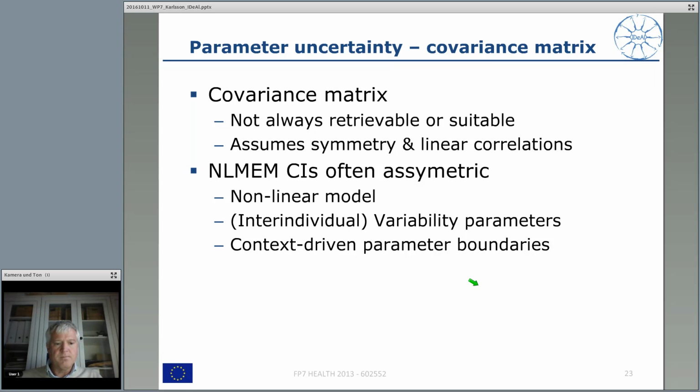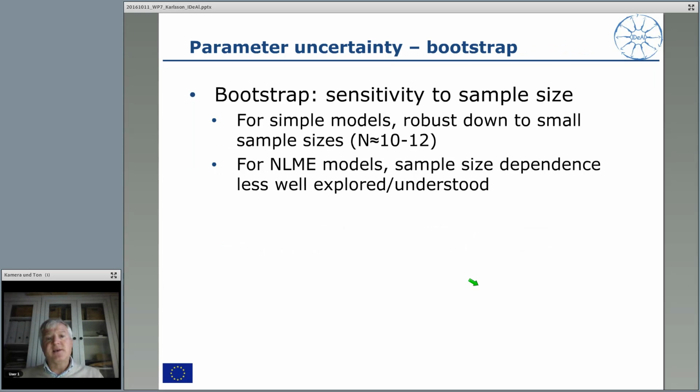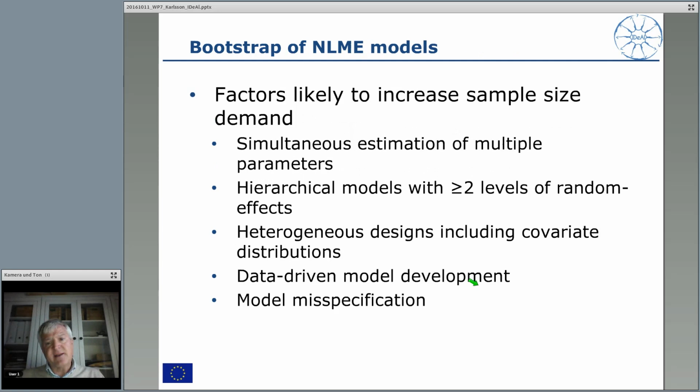So the other metric is the bootstrap. We know that the bootstrap is sensitive to a small sample size. For simple models, if we just want to look at the mean or, for example, the height of a group of individuals, we know that the bootstrap is robust to very small sample sizes. But for nonlinear mixed effects models, we don't really know what the size dependence is for the performance of the bootstrap. So we could expect that larger sample sizes are needed for the bootstrap to be applicable in or be a good estimate of the imprecision in nonlinear mixed effects models.